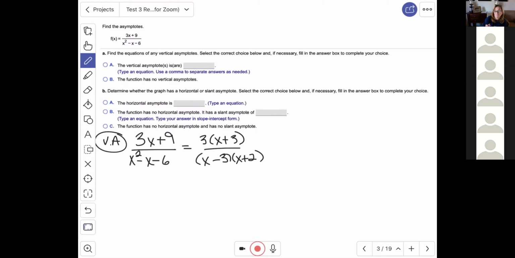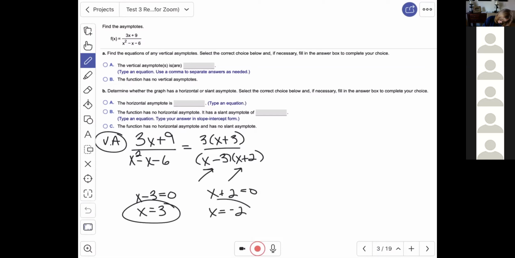So it is simplified. Your vertical asymptotes are simply what make the denominator 0, not the numerator, just the denominator. So we set each one equal to 0. That's x equals 3, and you get x equals -2. So we have 2 different vertical asymptotes right there. Up here you would type in A and you would write x equals 3, x equals -2.